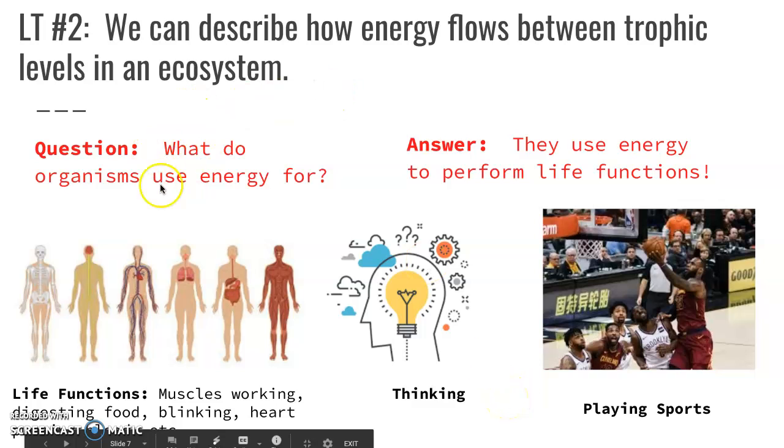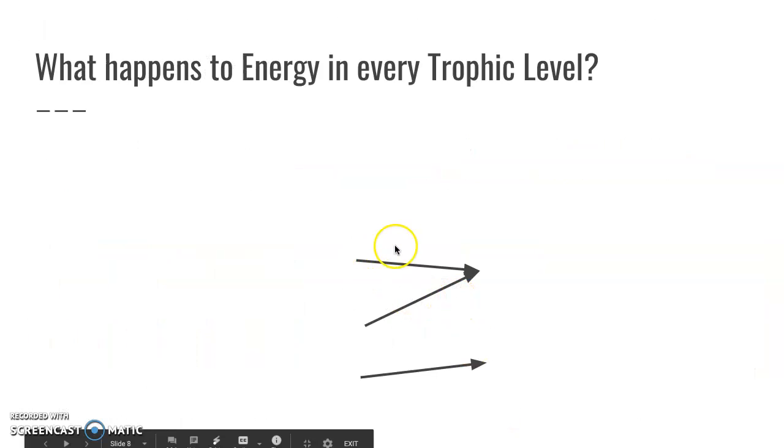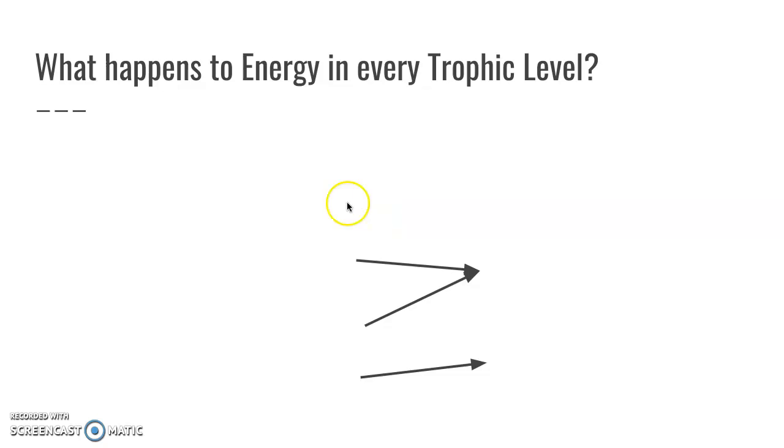So, what do organisms use energy for? They use it for life functions. They use it to live. So what happens to the energy in every trophic level? This is really interesting. This is really important.